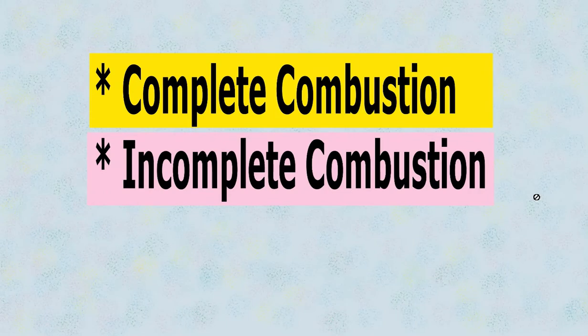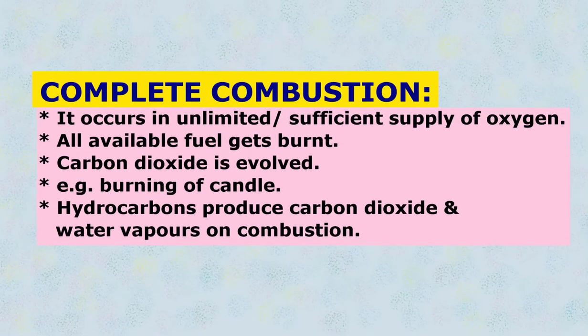We can divide combustion into two more categories also, complete combustion and incomplete combustion. Let's discuss about these types one by one. What is complete combustion? It occurs in unlimited and sufficient supply of oxygen. So plenty of oxygen is available in case of complete combustion. All available fuel gets burnt and carbon dioxide is evolved. For example, burning of a candle.